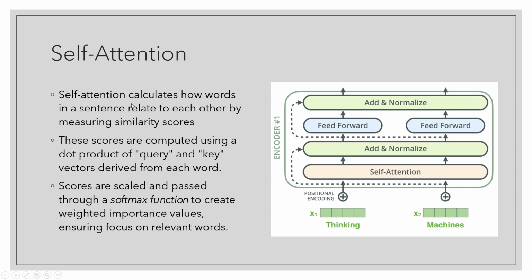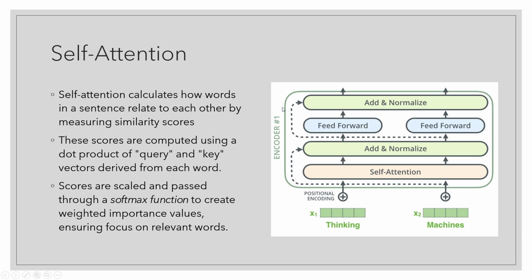Self attention. Self attention calculates how words in a sentence relate to each other by measuring similarity scores. These scores are computed using a dot product of query and key vectors derived from each word. Scores are scaled and passed to a softmax function to create weighted importance values, ensuring focus on relevant words.